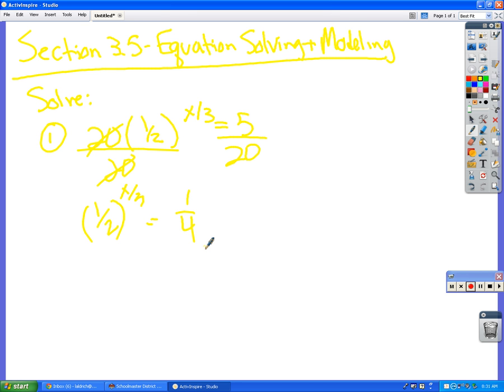Now we have the issue that we had before, where we have a variable in the exponent. We have never known how to deal with that until now. What can I do to get the variable out of the exponent? Log both sides. So I'm going to log over here, and I'm going to log over there. Great. What is the property that I can use now to get the variable out of the exponent?